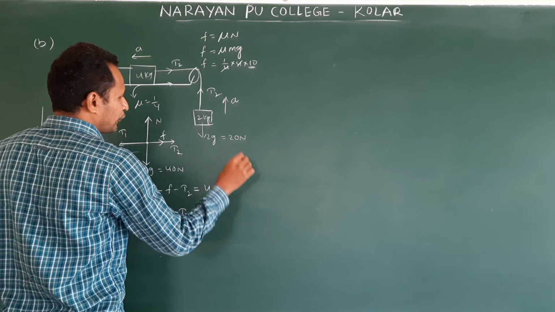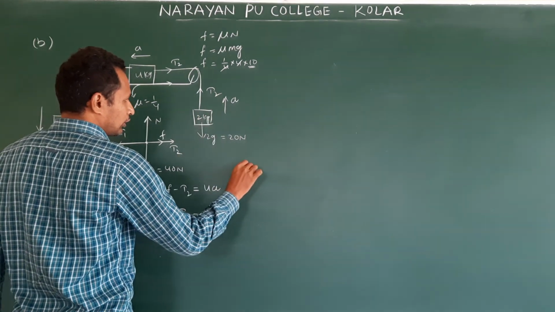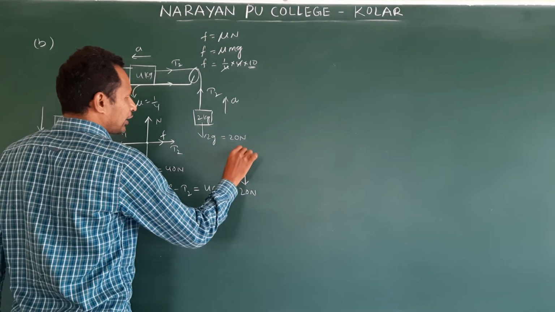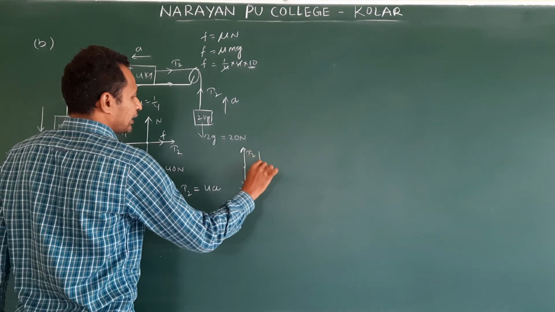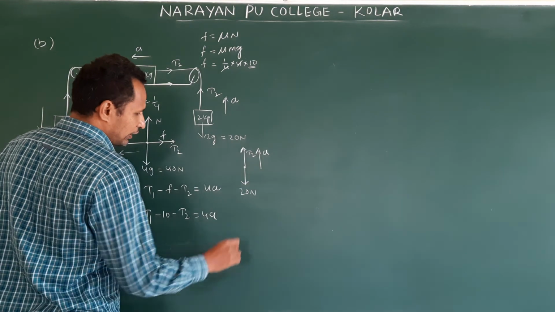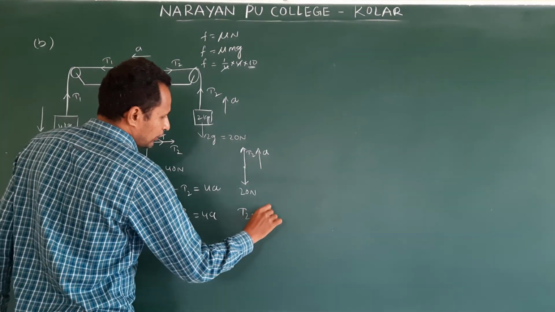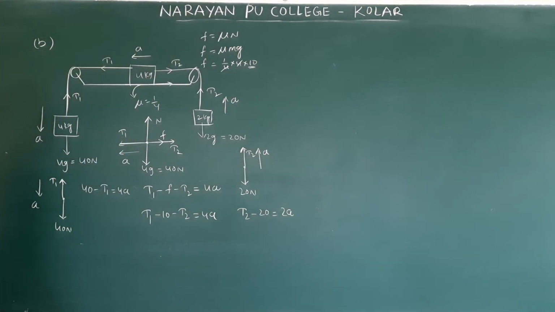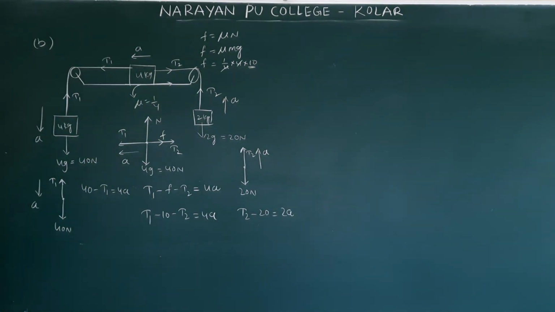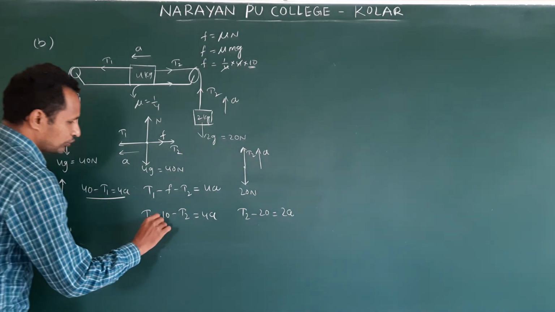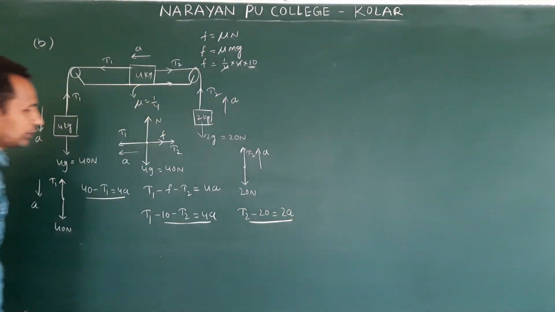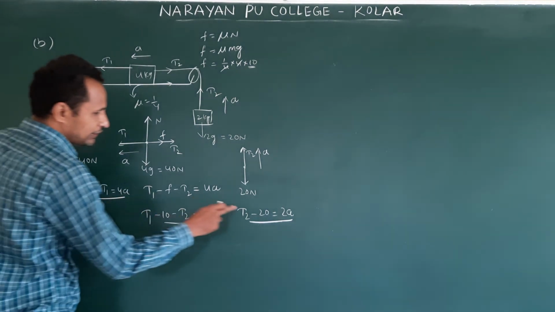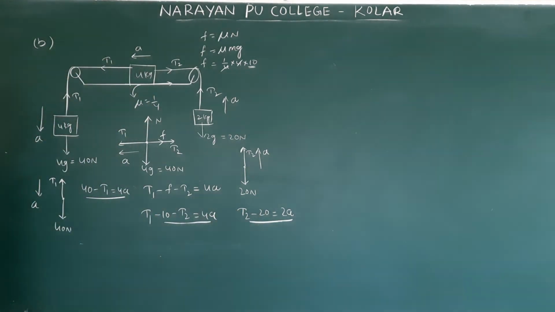Next, free body diagram for this object. Weight is acting downwards, that is 20 Newton. Tension T2 is acting upwards, and it is accelerating upwards. So T2 minus 20 is equal to 2A. By solving these three equations, 1, 2, 3, we will get the A value. If you substitute that A value in these equations, we will get the tension values.